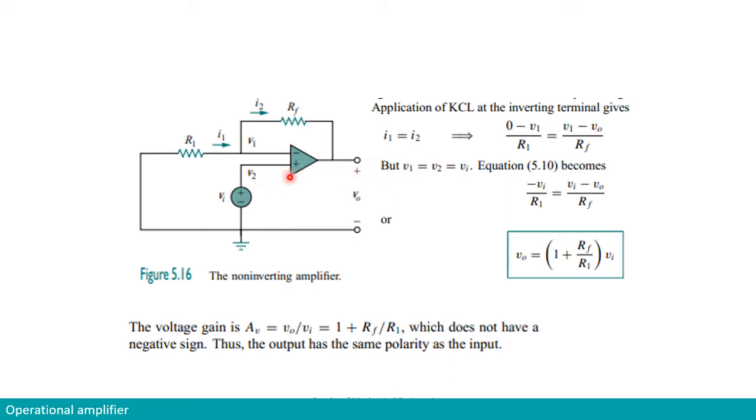And how do we use these properties? We look into the node indicated as V1. At V1, if we apply KCL, we can say that I1, the current that comes from R1, will be equal to I2, the current that goes into RF, because there's no current circulating into the operational amplifier.